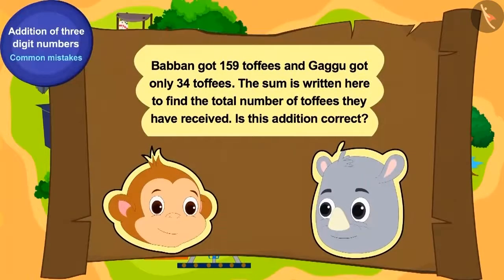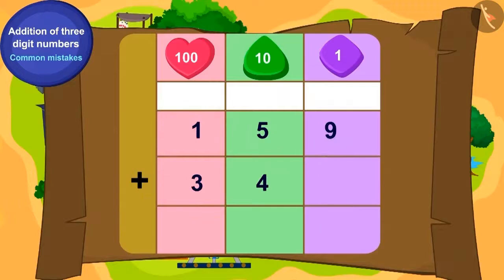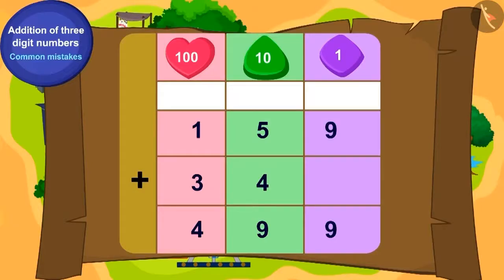This is Bablu's second puzzle. Babban got 159 toffees and Gaggu got only 34 toffees. The sum is written here to find the total number of toffees they have received. Is this addition correct? If not, write the correct sum and reach your last location. Bablu starts solving the puzzle.